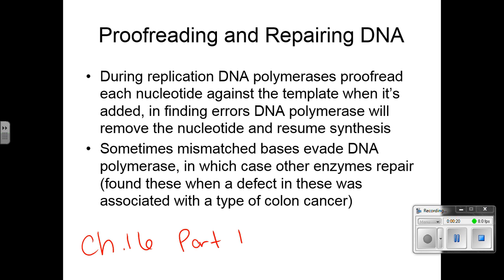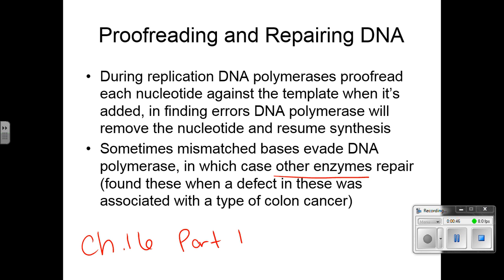During replication, DNA polymerases proofread each nucleotide against the template when it's added. When they find errors, DNA polymerase will remove the nucleotide and resume synthesis. Sometimes mismatched bases evade DNA polymerase, in which case other enzymes will repair. Scientists found these when a defect in these was associated with a type of colon cancer.